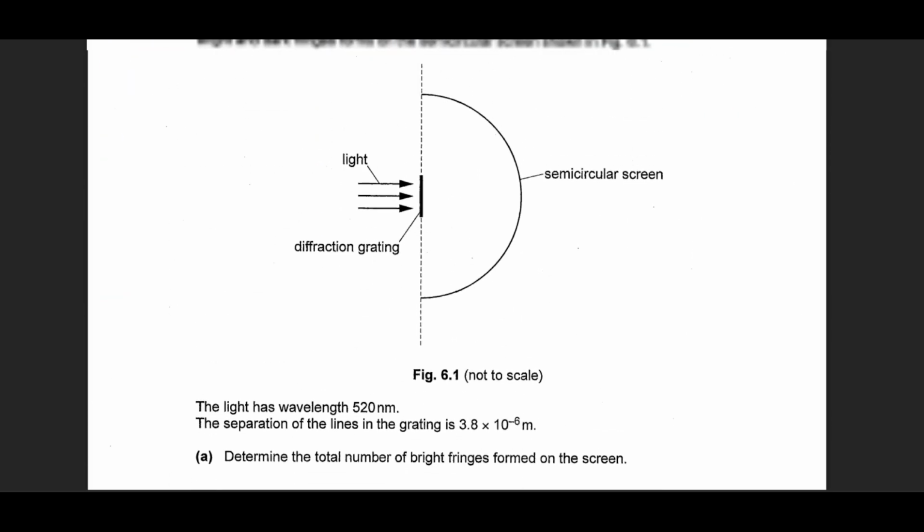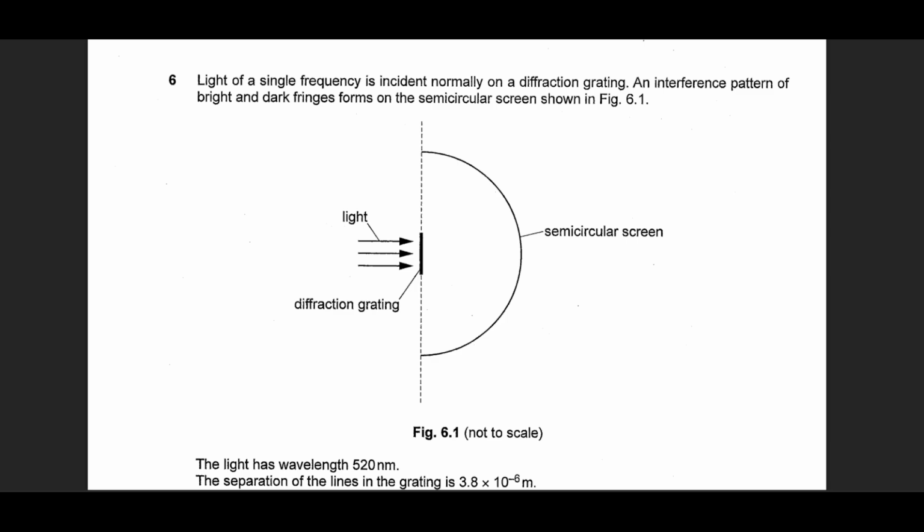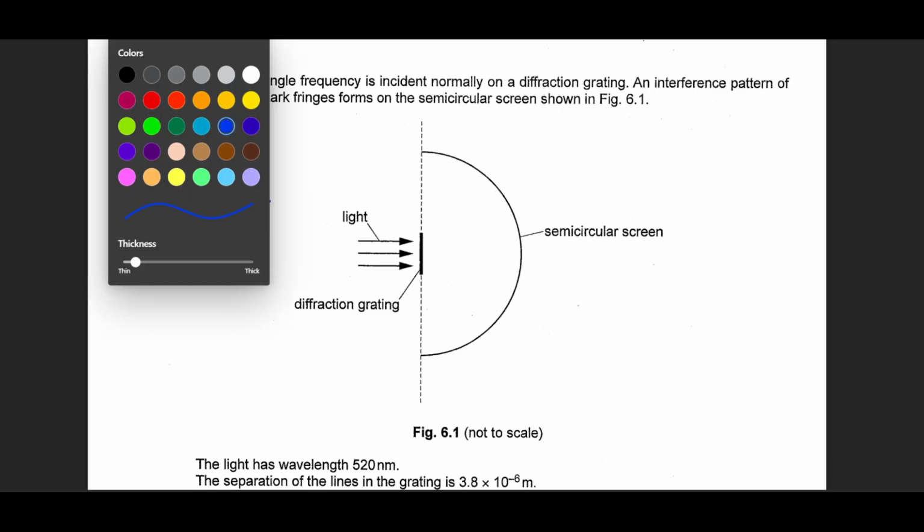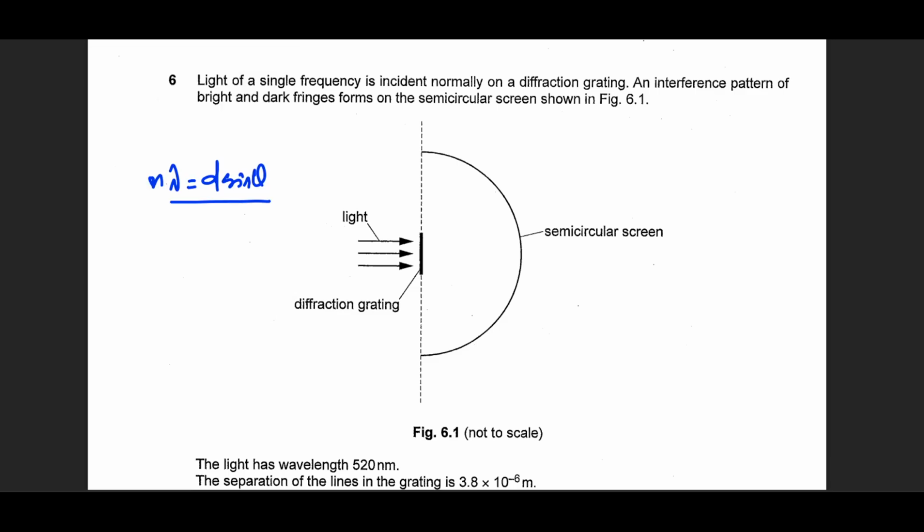Okay. Question number 6 is from diffraction of light, right? So this is a diffraction grating. The formula for that is n lambda equals d sine theta. That is what I do generally. I write down the formula for the diffraction grating. At least it separates us from the double slit question.